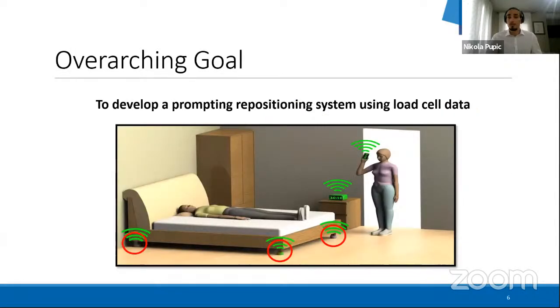Before I dive into my thesis, I want to remind ourselves of the overarching goal of the project. We want to develop a prompting repositioning system that uses only load cell data and only needs IMUs for initial calibration to increase adherence to repositioning and accelerate the healing process of pressure injuries. The system will trigger an alert via cell phone or digital clock, as seen in the image, when a patient has been in the same position for too long and provide a prompt for repositioning.